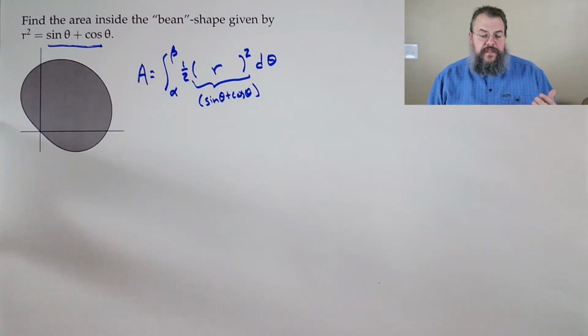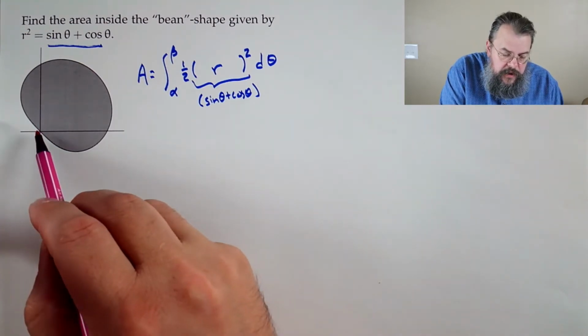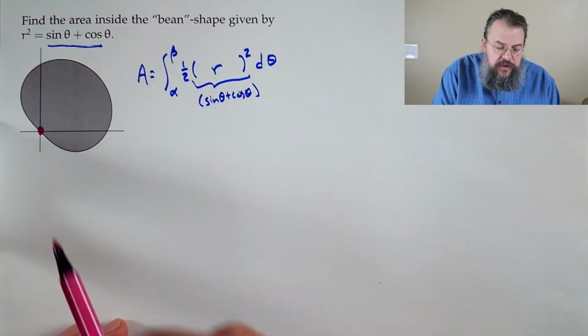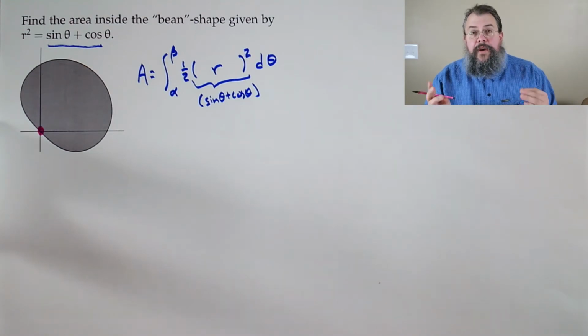So I strongly recommend that you don't just blindly say 0 to 2 pi for all the integrals, but rather think about the setup. Now, for us, when we see a shape like this, you might say, well, how do you figure out the bounds? Well, the answer is look for where you come in and out of the origin. That will tell you what you should be doing for your bounds.